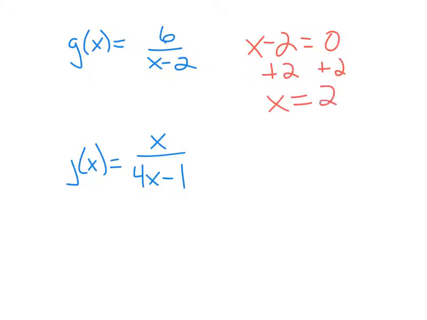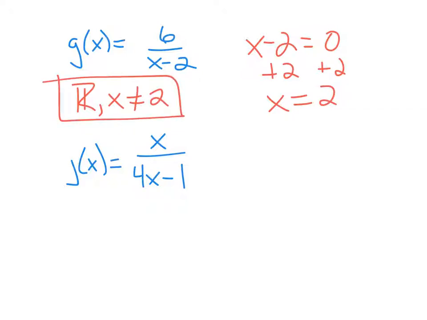So x being 2 would be a problem, because if we plug 2 in for the x right here, it'd be 2 minus 2, which would be 0. And again, you're not allowed to divide by 0. And so for the domain, you would say, I'm allowed to have all real numbers with the exception that x cannot be 2. And this would be your domain for g of x.